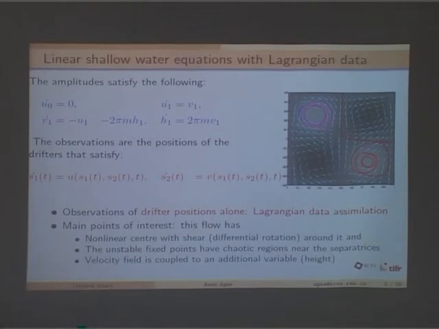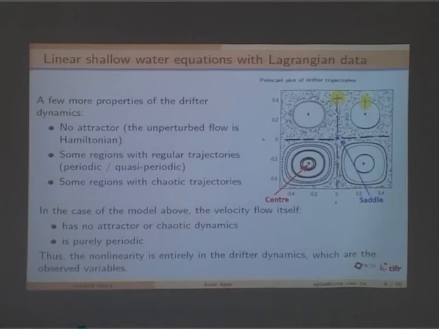I will skip this for now. Let me just jump to the next slide where I have talked about it in more detail. So this flow, as I said, the flow is linear. The velocity field is linear. Only the drifter equations are nonlinear. In fact, the drifter dynamics is chaotic but Hamiltonian chaos. So if you know about it, you will see this very quickly.